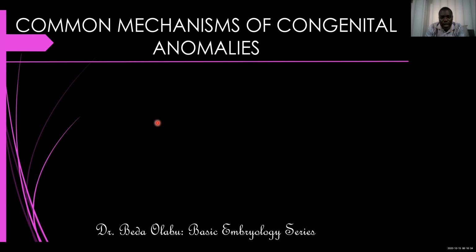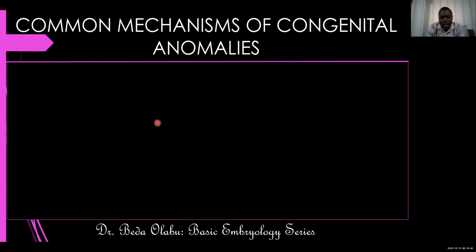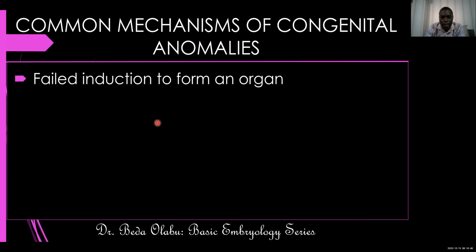What are some of the mechanisms that explain congenital anomalies? I'm going to give you the common mechanisms, but these are not the only mechanisms. There are those where an organ will be not induced so that it can form. Such mechanisms of failure of induction will give you absence abnormalities. It means that the organ will completely be absent.